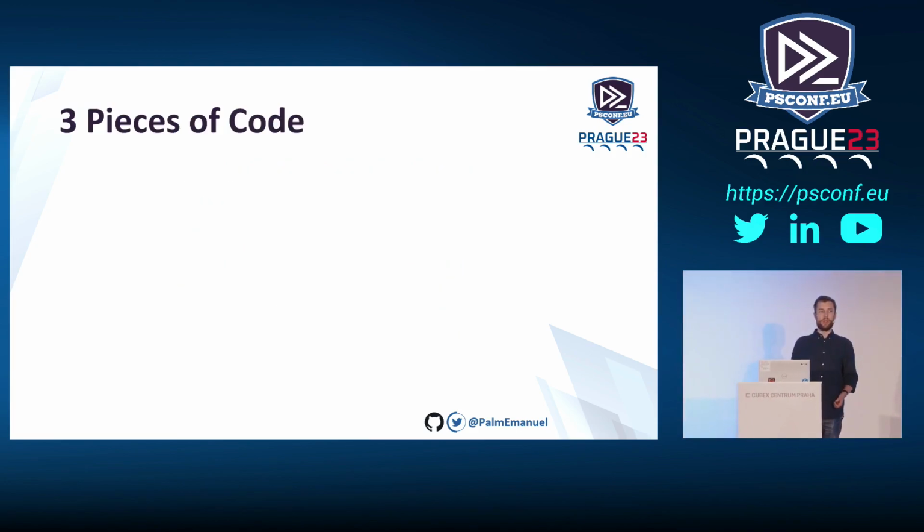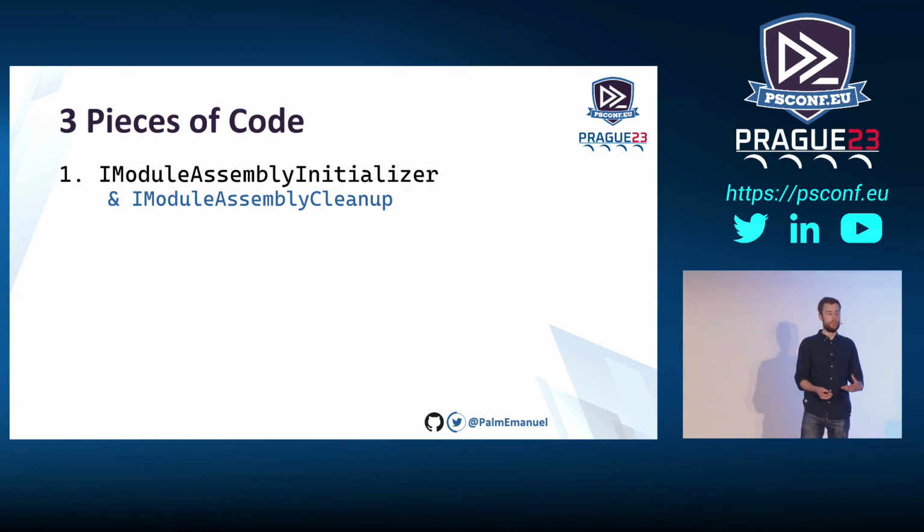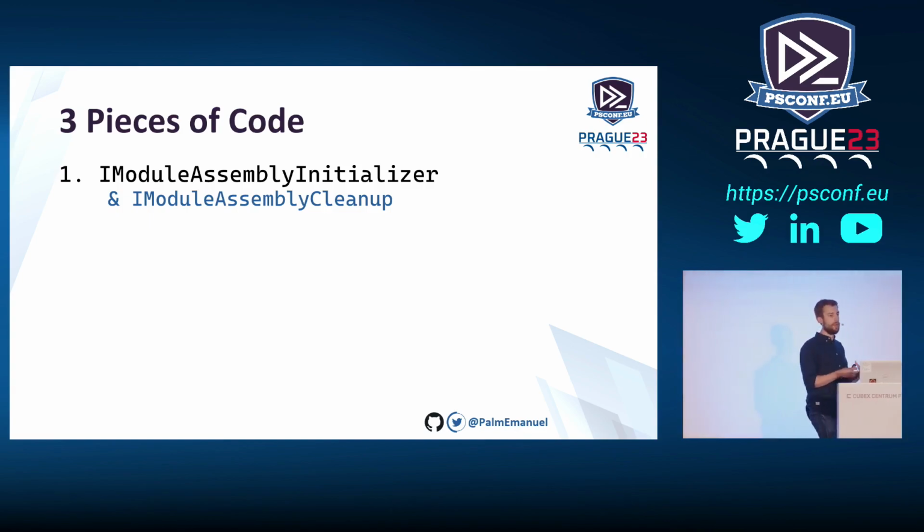So for this to work, we have 3 pieces of code. 2 of them, or I should say the first bullet point here, show 2 interfaces in C# called IModuleAssemblyInitializer and the cleanup. They allow us to run code when Import-Module is run on our assembly, or our module pointing at our assembly, and when we run Remove-Module for the cleanup.